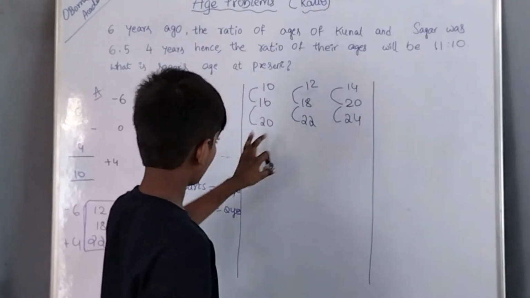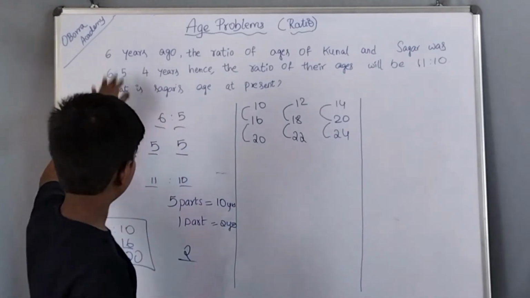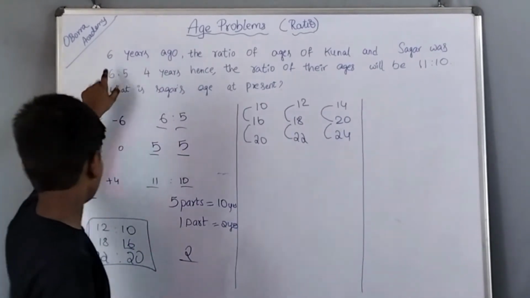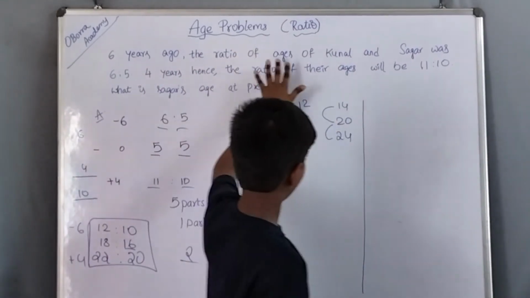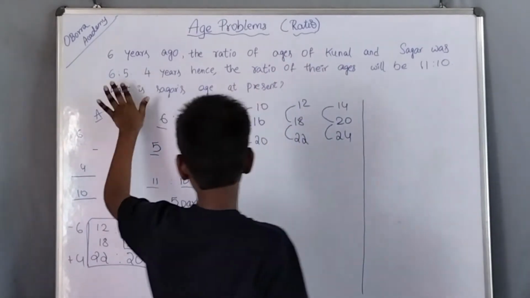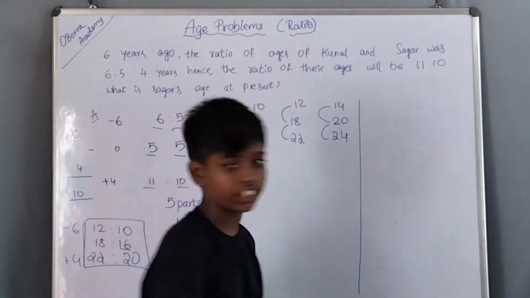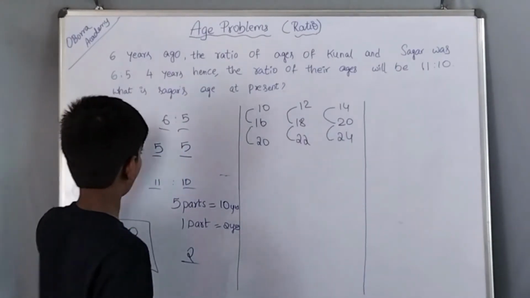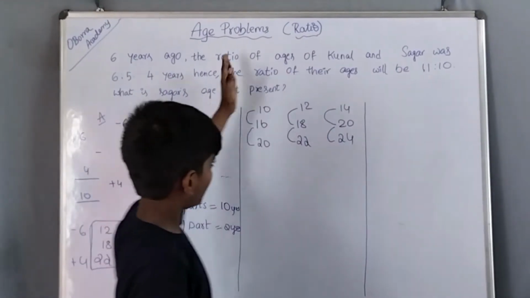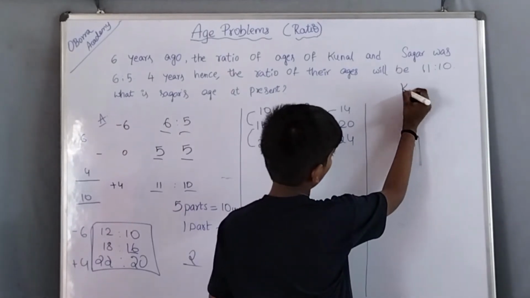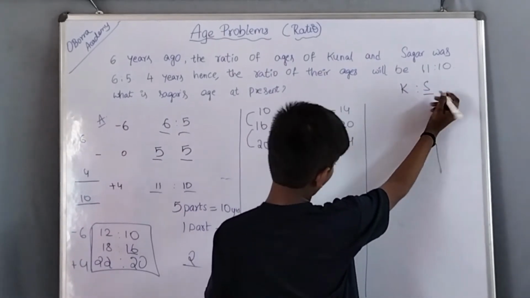So now let's see how to solve it. Let's read this question again. 6 years ago, the ratio of the ages of Kunal and Sagar was 6:5. So you take any of these ratios, 6:5 or 11:10. If you take 6:5, they're asking Sagar, Kunal and Sagar. Okay, Kunal is to Sagar. So we'll have to find the second.